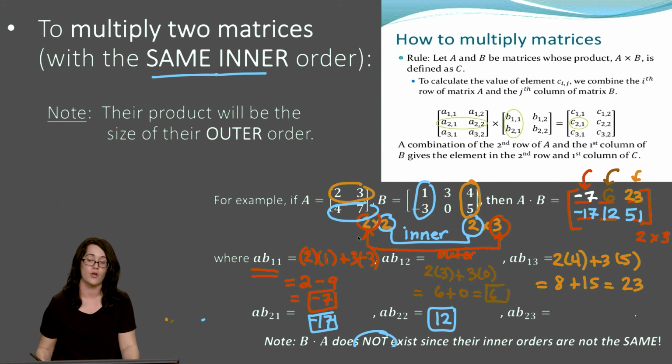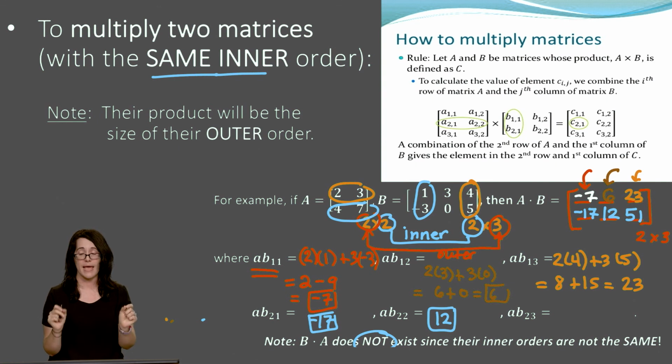When you did the second row of A with the third column of B, that would be 4 times 4, which is 16, plus 35. That is 51. Okay, so we now have found out how to get a matrix product A times B. Remember, it's only possible if the inner orders are the same, and the outcome of the product should be the size of the outer order. In this case, 2 rows and 3 columns.